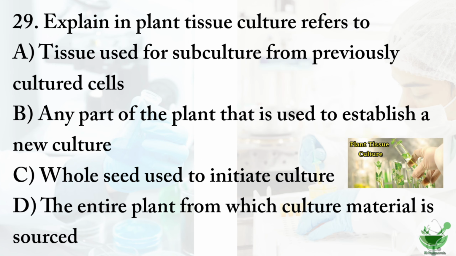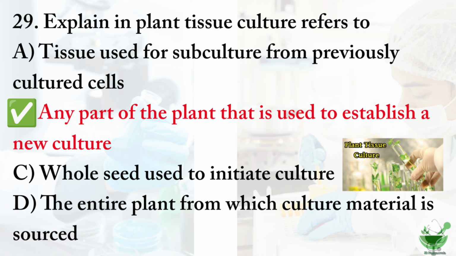Then question number 29. Explant in plant tissue culture refers to. Option A, tissue used for subculture from previously cultured cells. Option B, any part of the plant that is used to establish a new culture. Option C, whole seed used to initiate culture. Then option D, the entire plant. The correct option is option B, any part of the plant that is used to establish a new culture.